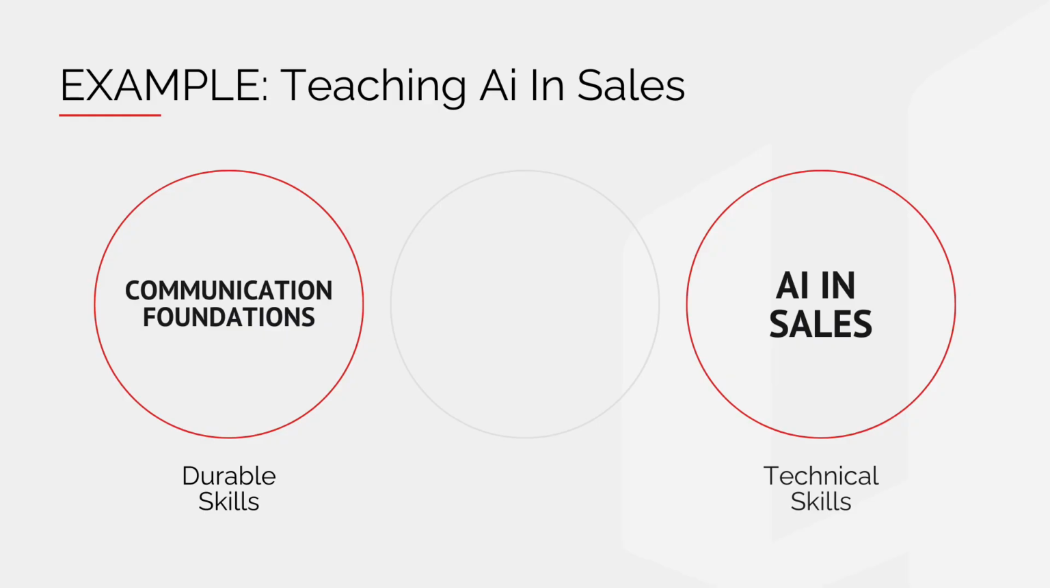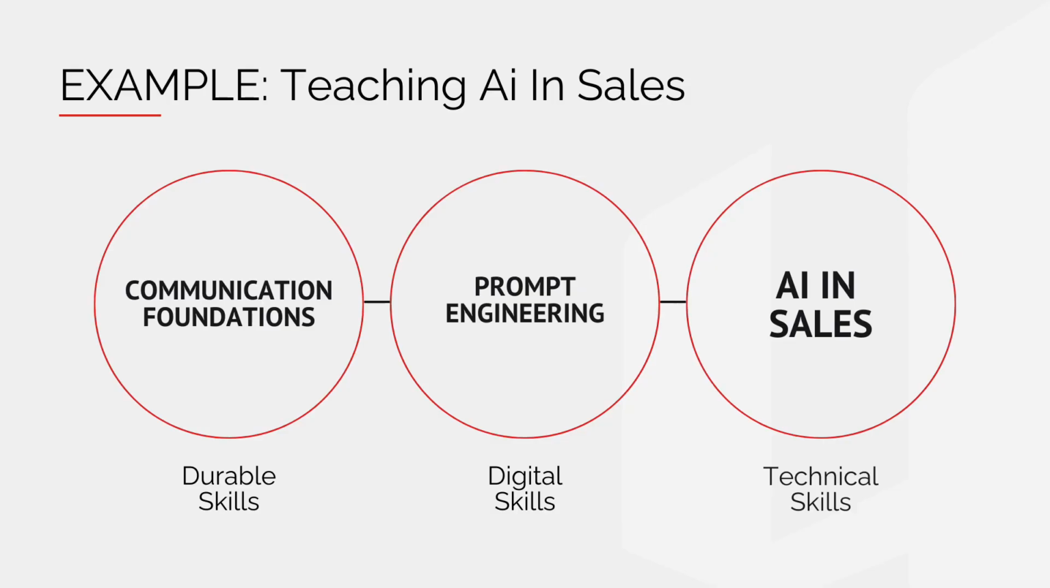For this example, the durable skills we're speaking about are communication foundations: the how of communication, which tools, which channels, norms associated with each of those. The simple digital skill that we're talking about in this case is prompt engineering. It takes communication foundations to the next level and applies it in the context of AI tools.